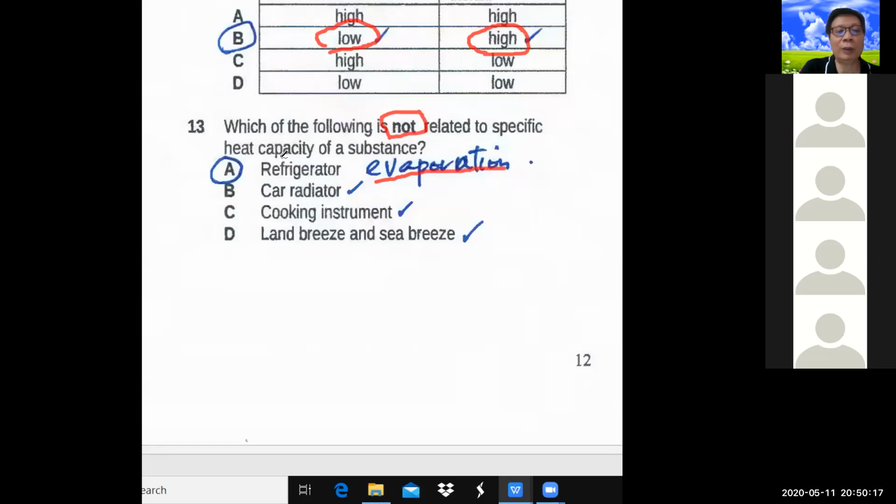The ones that involve heat capacity are the radiator, cooking instruments, land breeze, sea breeze. All these involve specific heat capacity, except the refrigerator. But you must know the fridge involves evaporation of certain chemicals inside the fridge. Later on in higher level, you will study that. Okay, next question.